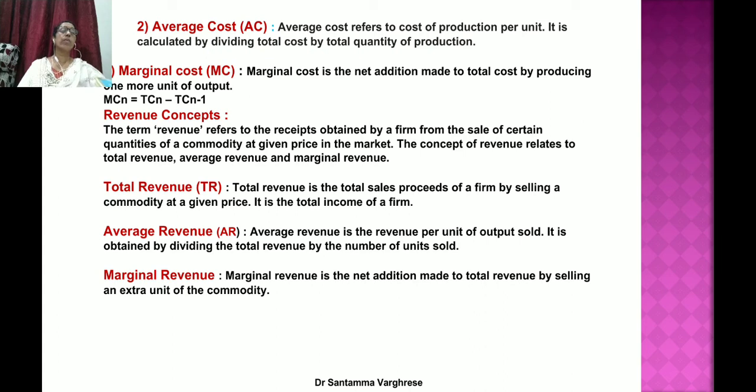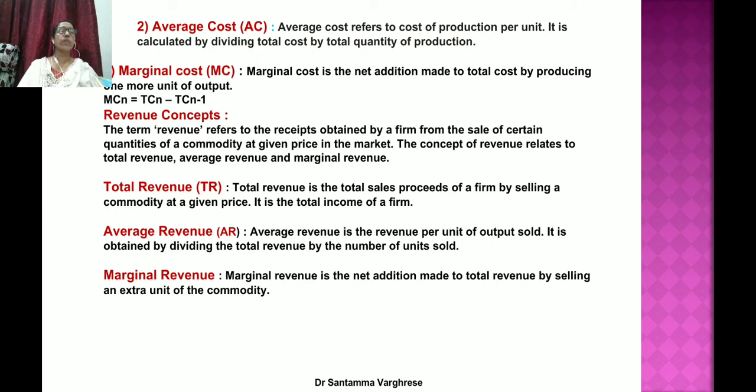Revenue receipt means, if I make 10 packets of biscuits and sell them, my average cost was 5 rupees, and I sell each for 10 rupees, then that will be my revenue. If I sell one packet for 10 rupees, I will get 100 rupees for 10 packets. So what is my revenue? That is 100 rupees. So what is the term revenue? The receipts obtained by a firm from the sale of certain quantities of commodities at a given price.